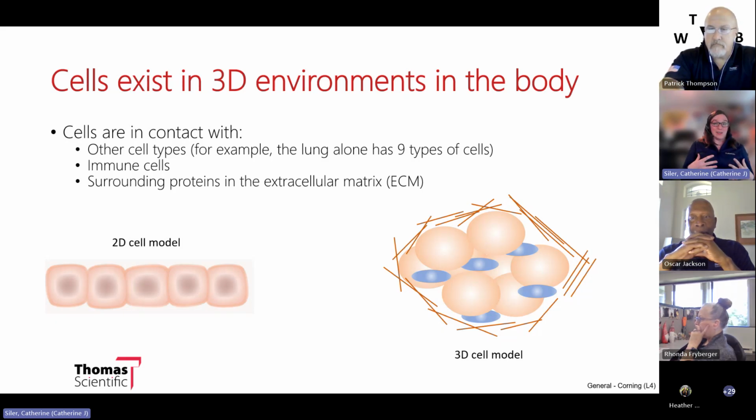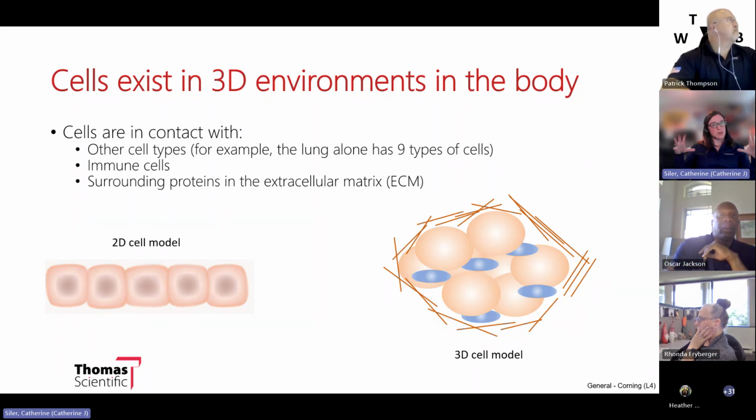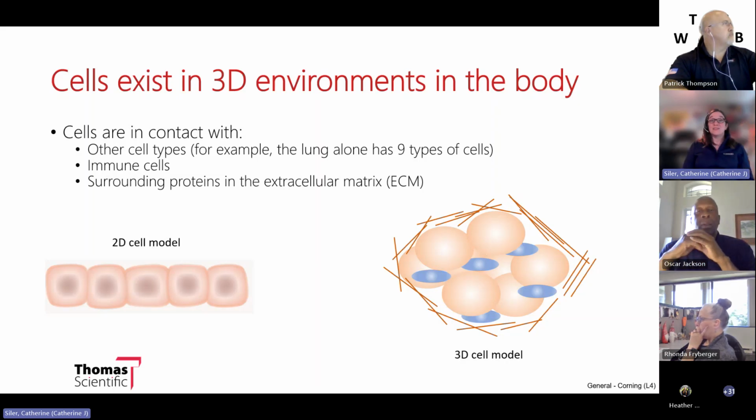In your body, cells are in contact with all kinds of things, not only cells of the same type, but cells of other types. Even in your lung, you think, okay, it's lung cells. That's like 9 different types of cells, but they're all working together. They're talking to immune cells that are in the environment, and they're interacting with the extracellular matrix, which is like this protein network that's outside of cells, and it helps give them support. So there's a lot of interactions that we just don't quite capture if we're growing cells in 2D. So we want to try to grow them in 3D.